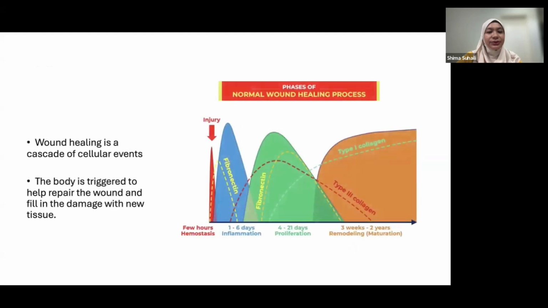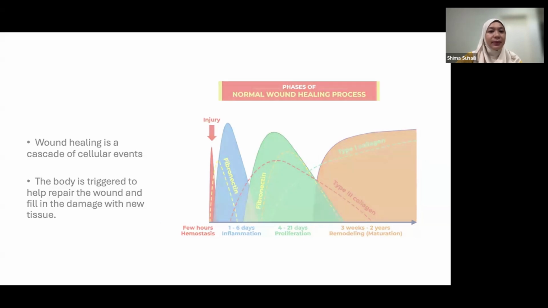Okay. So, upon wounding ataupun apabila berlakunya luka, automatically our body akan activate the cascade of cellular event to heal the wound. So, maksudnya badan akan berusaha untuk repair the wound and fill the gap of the wound with the new tissue. So ada 4 fasa iaitu hemostasis, inflammation, proliferation and remodeling. And fasa ini berlaku secara overlapping.